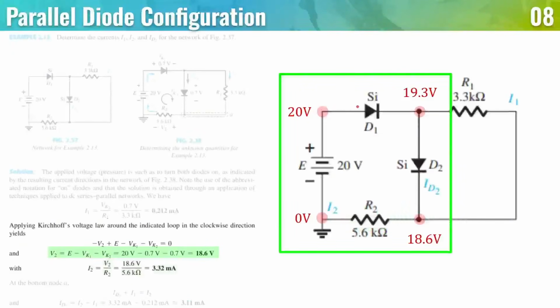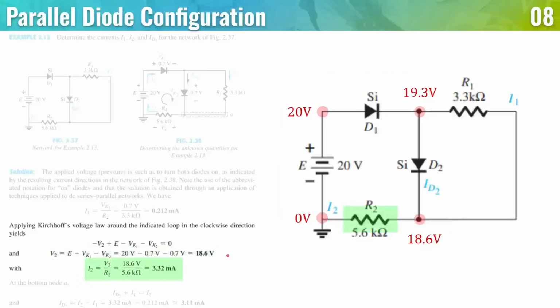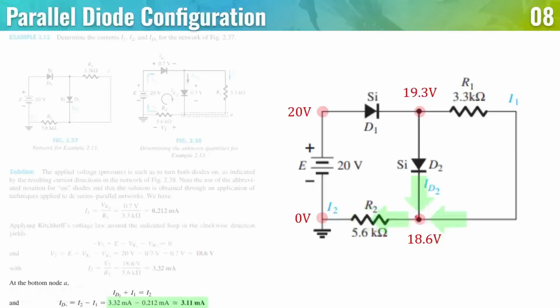So before we proceed, I just wanted to show you, if you're using nodal analysis, you can simply skip the loop part. You can simply just use 18.6 minus 0 over 5.6 kilo ohms. So at the bottom node, this one, we can see that there are two currents entering. So in, we have the current across the diode plus the current across resistor 1 going in is equal to I2, or the current across resistor 2, which is going out.